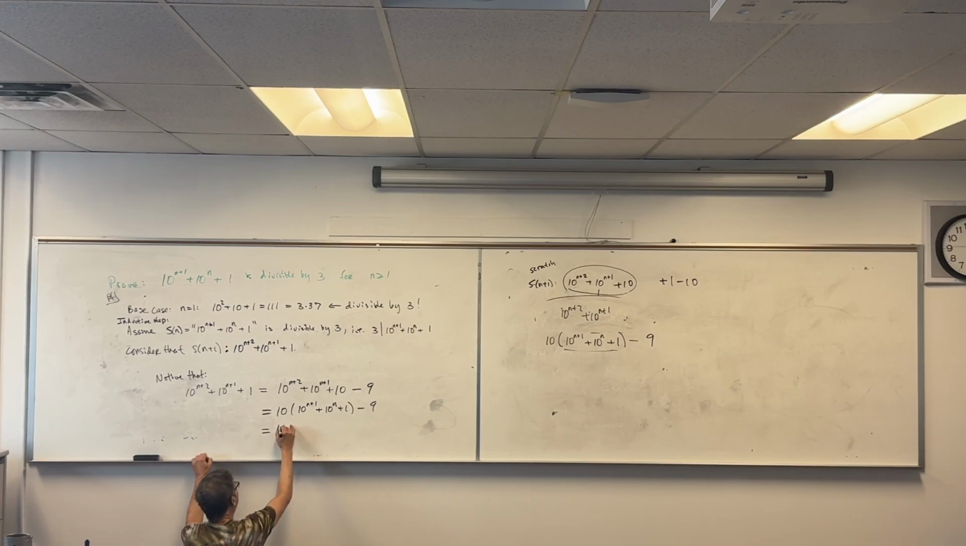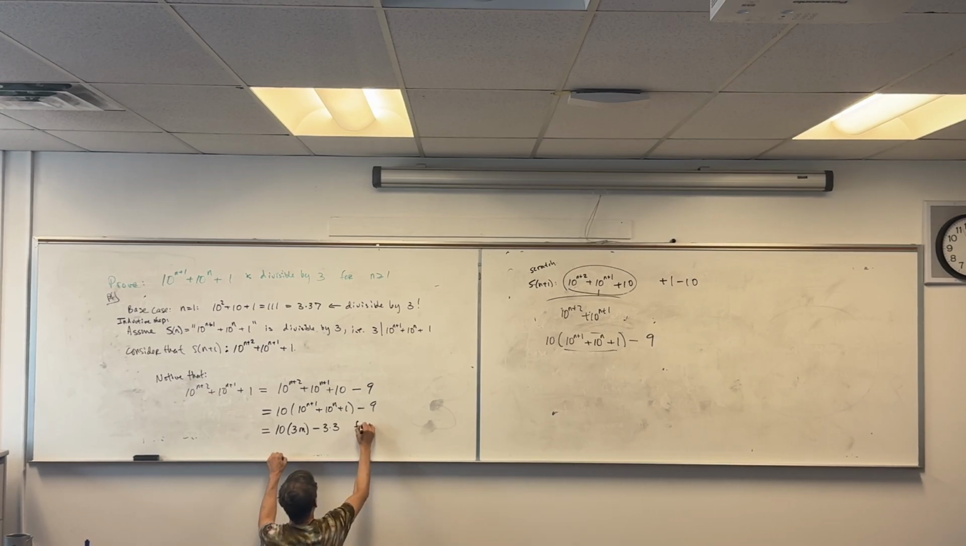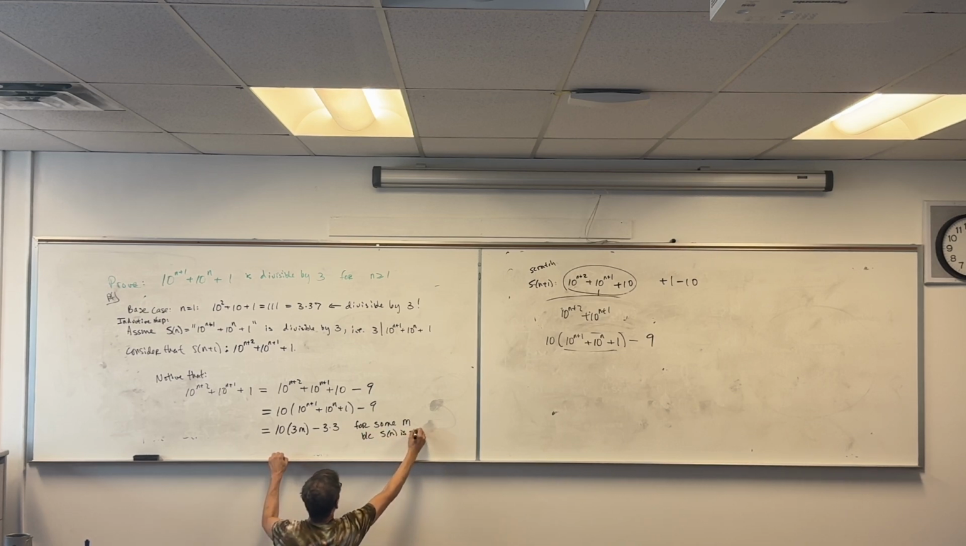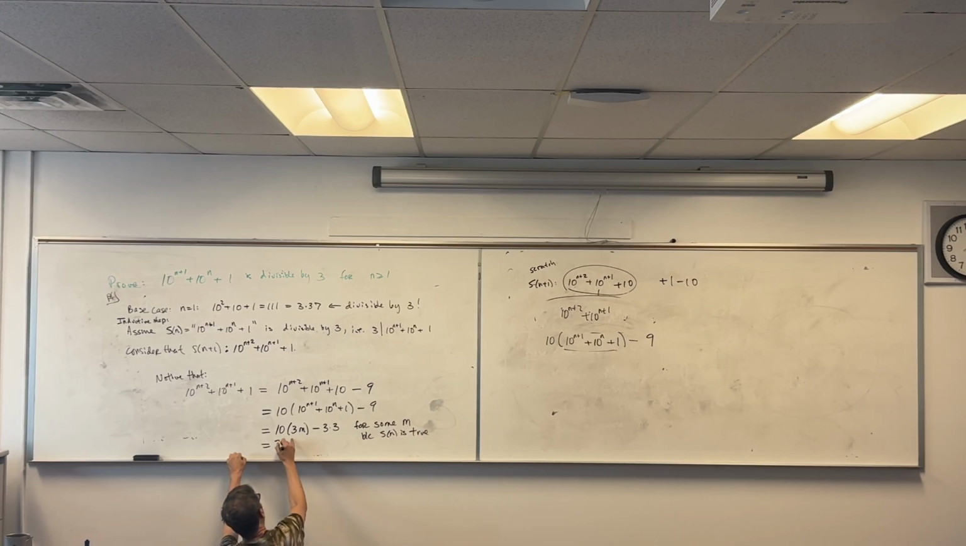So this is equal to 10 times 3m for some m, minus 3 times 3 for some m. And this is because S sub n is true. Does that sound okay so far? And now I can take that, which is equal to 3 times (10m minus 3). I think this might be simpler, just less writing. So we see that thing is a multiple of 3.